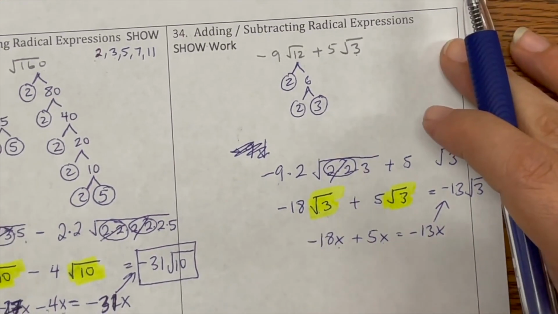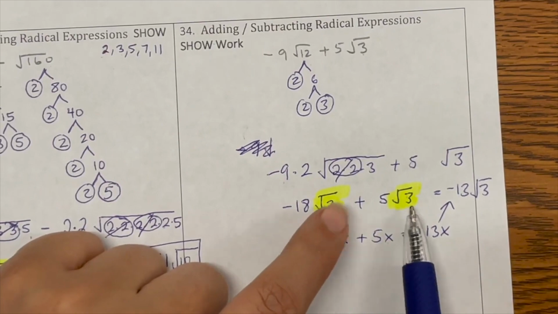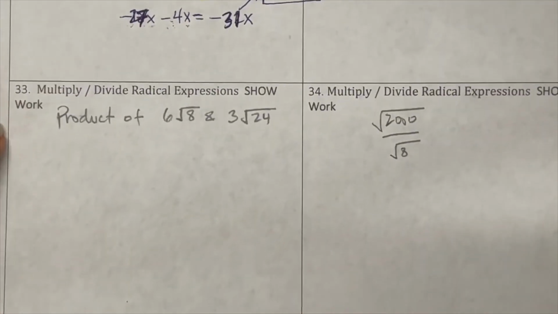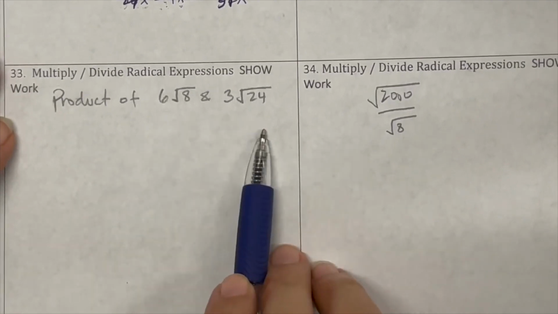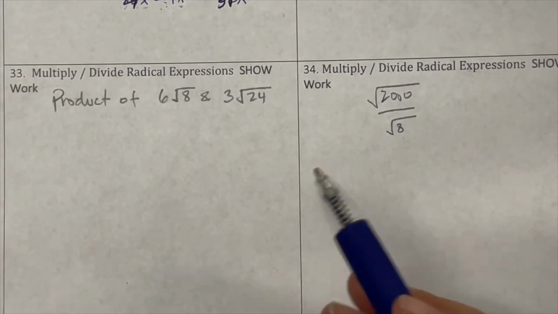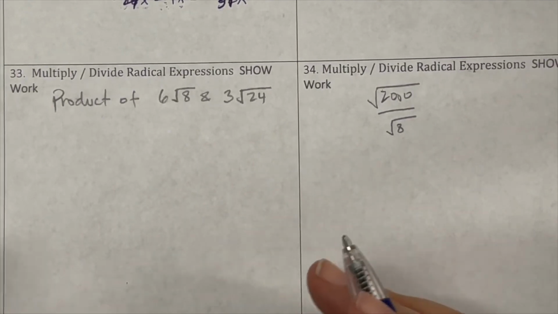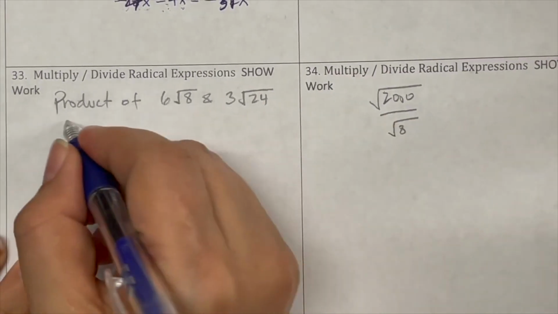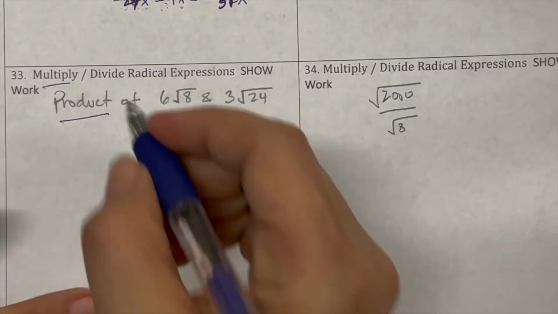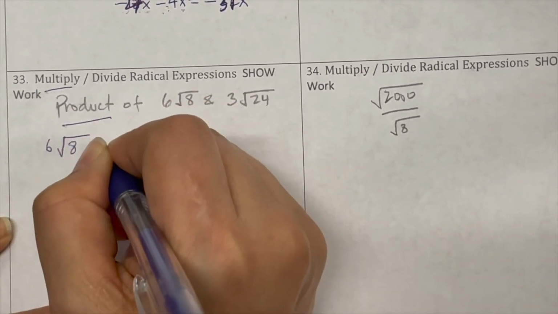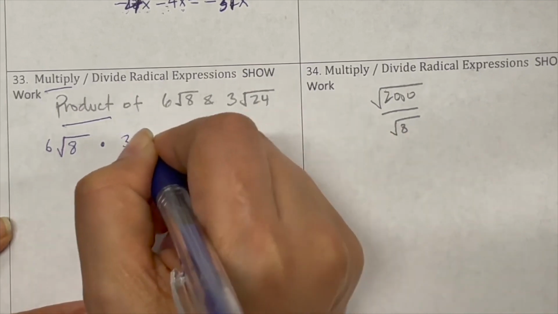So adding and subtracting, the radicals must be the same before you add and subtract. Multiplying and dividing, now you can make them the same before you multiply and divide. However, it's a lot faster just to multiply and divide. So we're just going to multiply and divide and then simplify after. The word product means multiply. So I'm going to rewrite this question. It says 6 radical 8 times 3 radical 24.